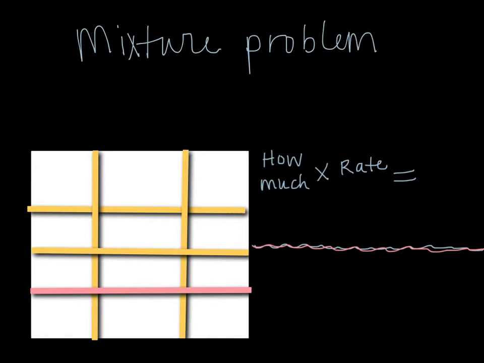You're mixing denominations of money. I've got nickels and dimes. I'm going to mix them together. How many do I have together? So anytime that you're putting together two separate entities, it's called a mixture problem.